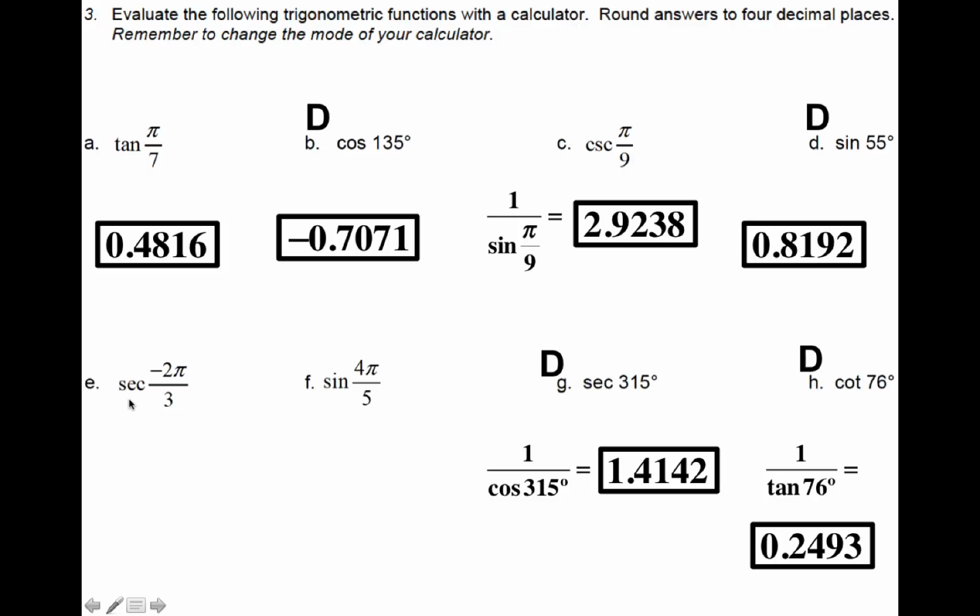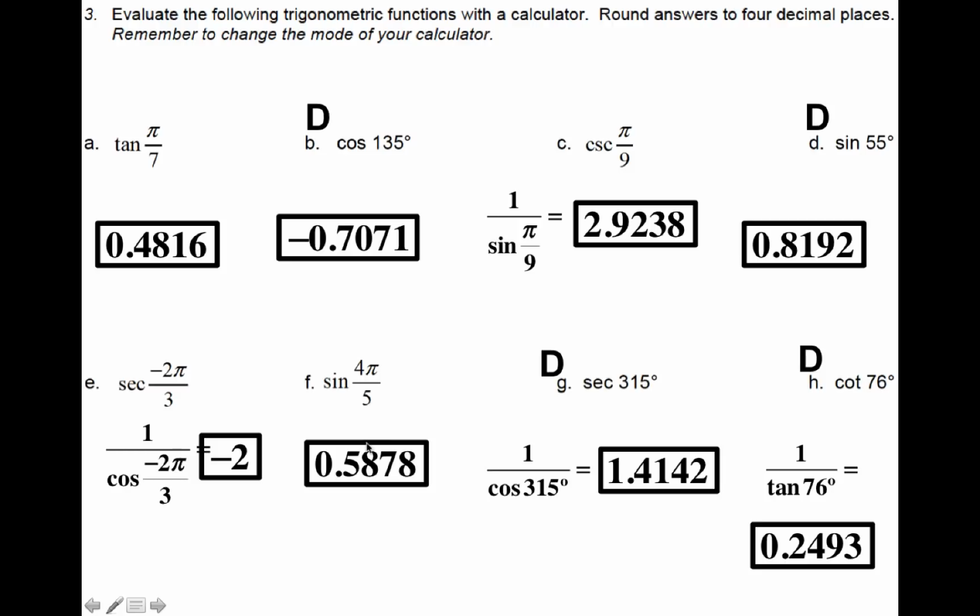Going to E, secant is the reciprocal of cosine. So this is 1 over cosine negative 2 pi over 3. That should give you negative 2. And then finally in part F, we're doing sine of 4 pi divided by 5. You should get 0.5878.